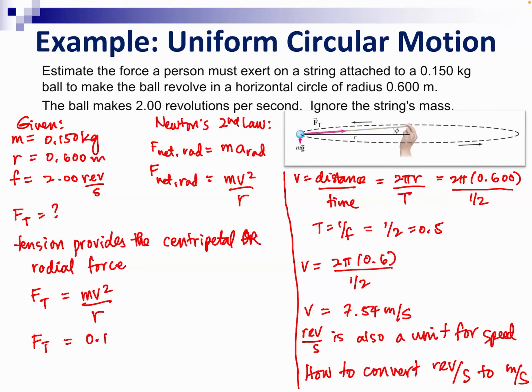So mass 0.150 times 7.54 squared divided by 0.6 gives you a tension of 14.2 newtons.